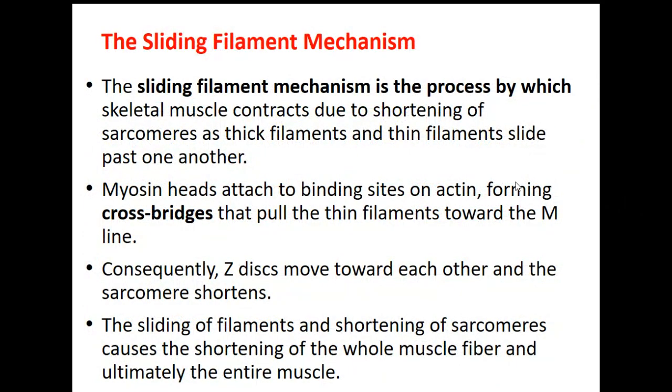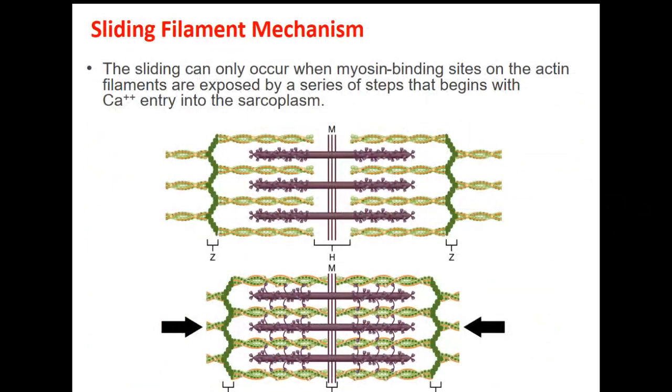This is called the sliding filament mechanism, because the thick and thin filaments are sliding past each other, actually being pulled past each other by the cross bridges. Here again we see another diagram. See the thin filaments here are being pulled toward each other. Here the sarcomere is all the way shortened. The thin filaments are actually running into each other. So it can't really get much shorter than that.